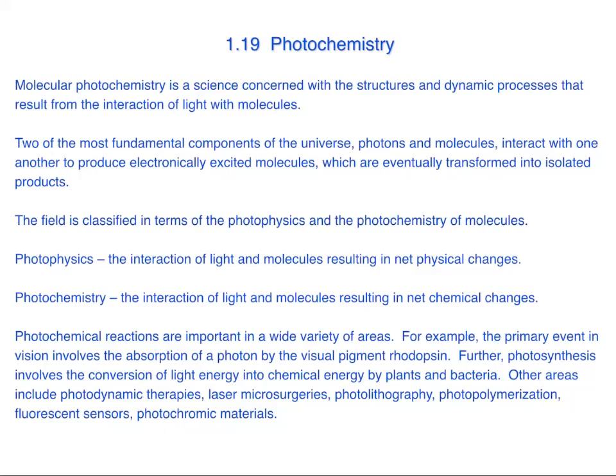In this video, we're going to cover section 1.19, photochemistry. Molecular photochemistry is a science concerned with the structures and dynamic processes that result from the interaction of light with molecules. Two of the most fundamental components of the universe, photons and molecules, interact with one another to produce electronically excited molecules, which are eventually transformed into isolated products.